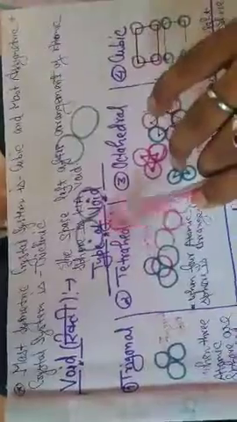Then next we move to the void. The void is the space left after the arrangement of atomic spheres.